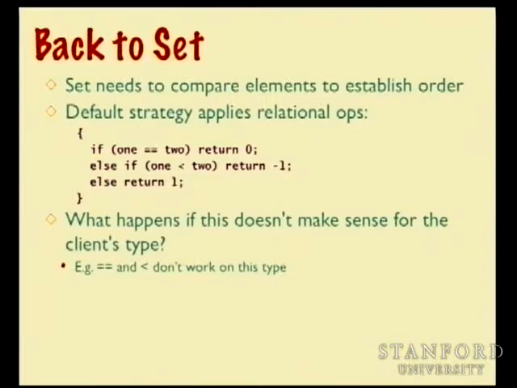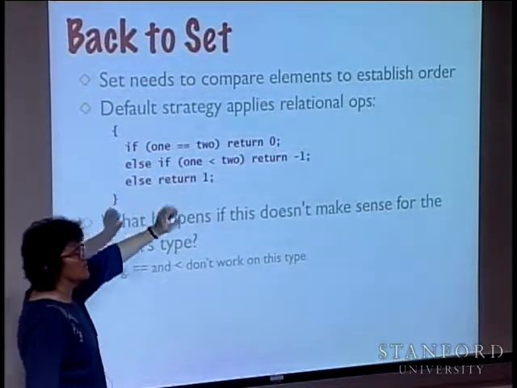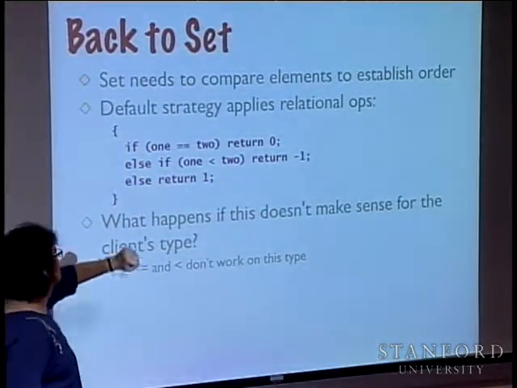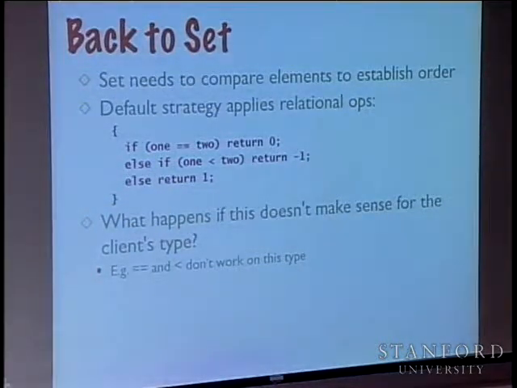Well, it has a default strategy. It makes an assumption that if I used equals equals and less than, that would tell me where to go. Given two things, it wants to know: are they the same thing, in which case it uses zero to show the ordering between them. If one precedes the other, it wants some negative number that says this one precedes it, or some positive number if it follows it.